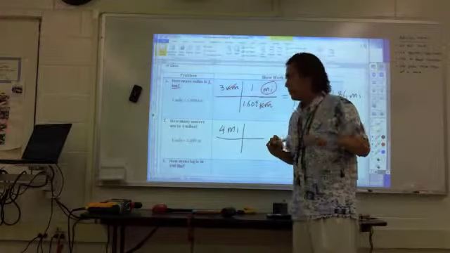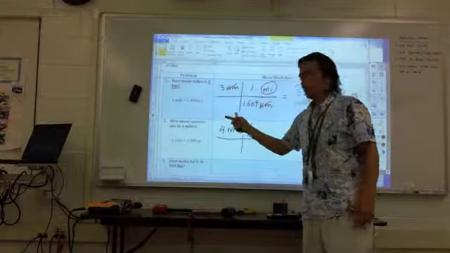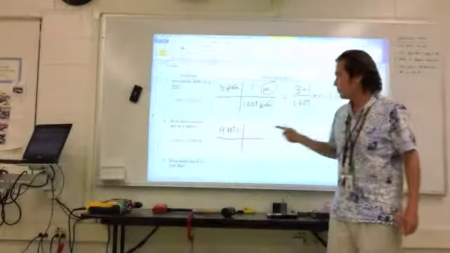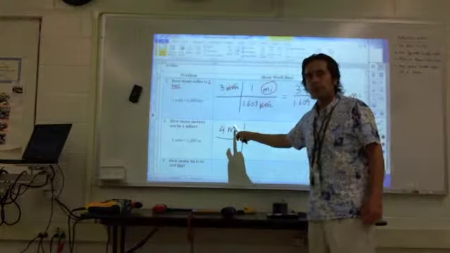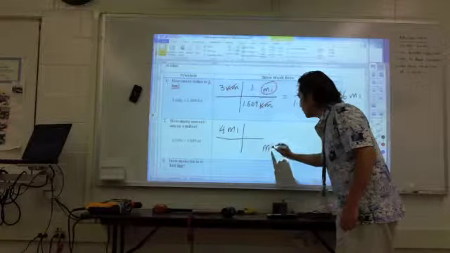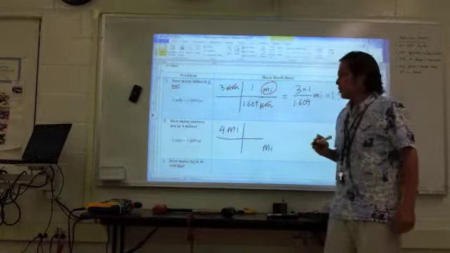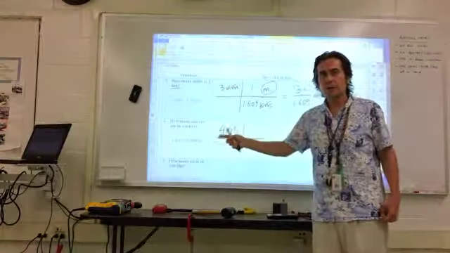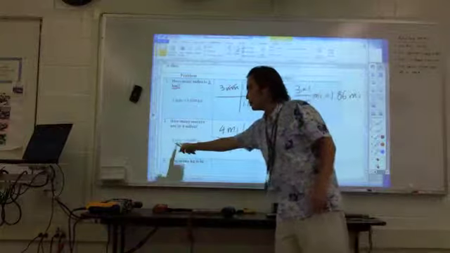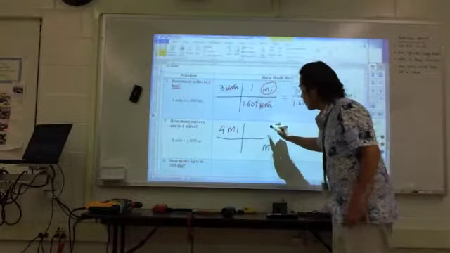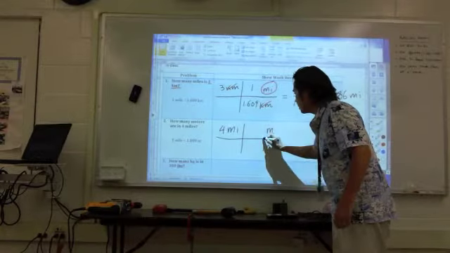Step 3, identify the unit you want to eliminate, it's the mile, and put that downstairs so you can cross it out. Okay, so mile. Look at the conversion factor to see what unit you're going to convert to. We're starting with the mile. We want to go to the meter, so we're going to write the meter upstairs.